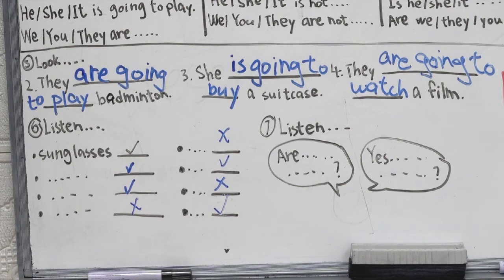Exercise 7, page 47. Listen and repeat, then talk with your friend. Are you going to take your camera with you? Yes, of course. I'm going to take my swimsuit too.